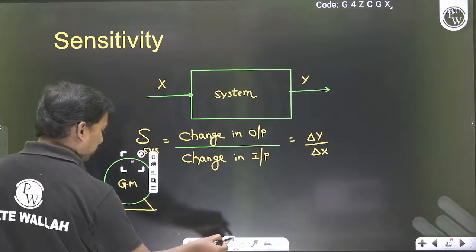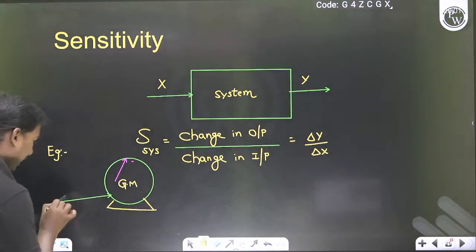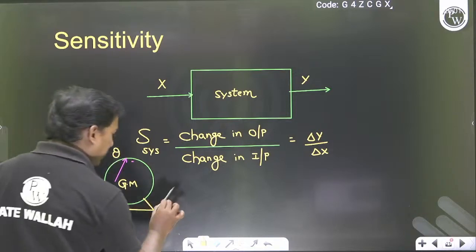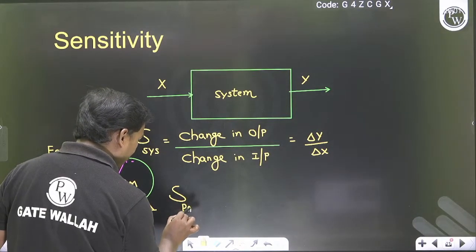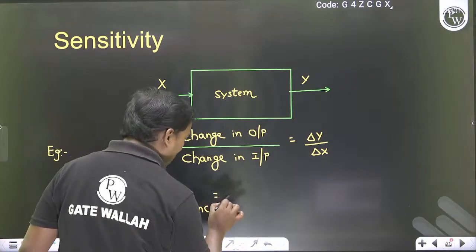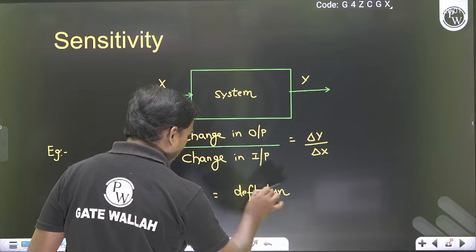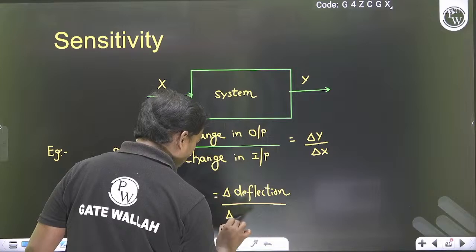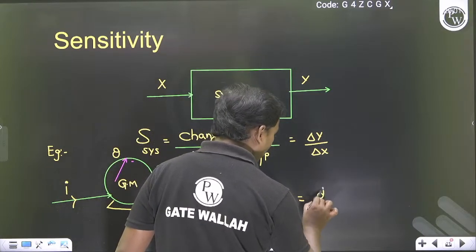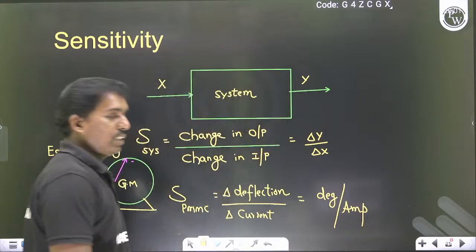This is my deflection. Here the current is the input, and degrees theta is the output. So the sensitivity of PMMC is given as degrees per ampere, deflection per current, that is, change in deflection divided by change in current. What I can take this as is degrees per ampere. This is what we call the deflection sensitivity of the galvanometer.